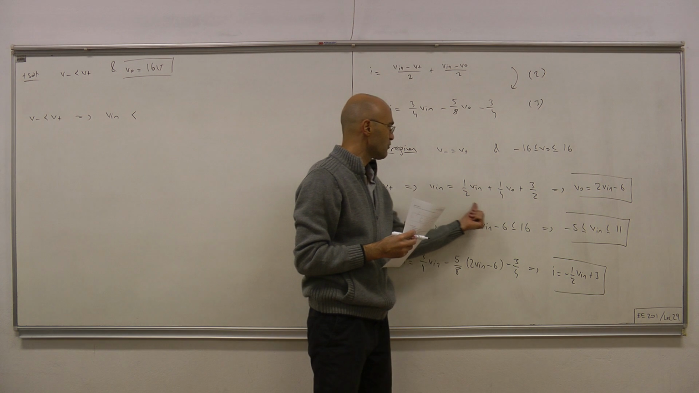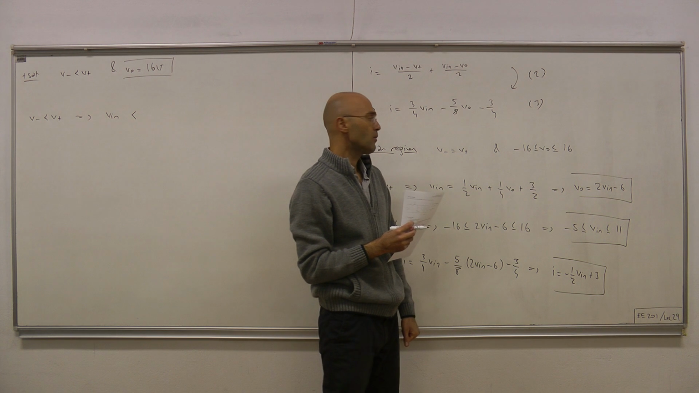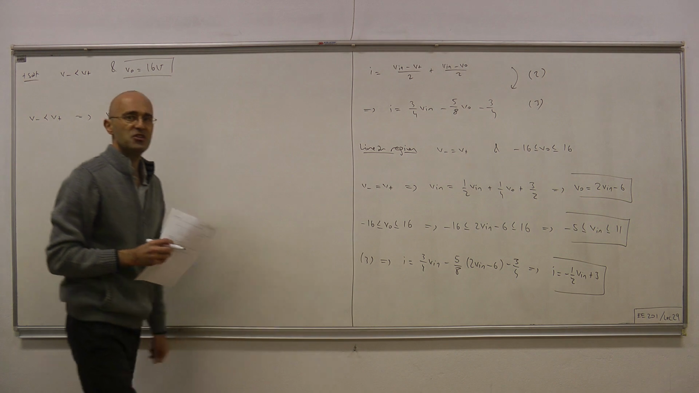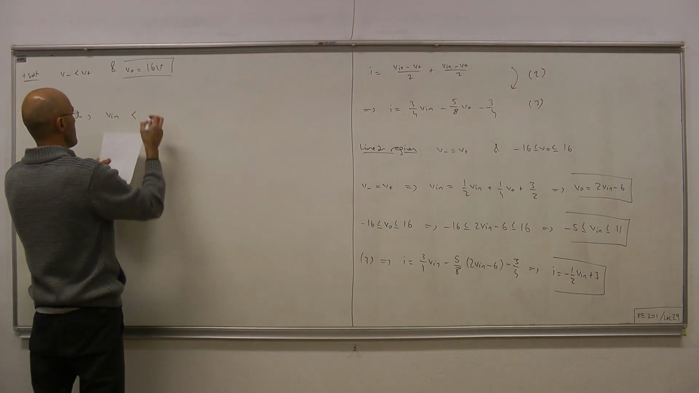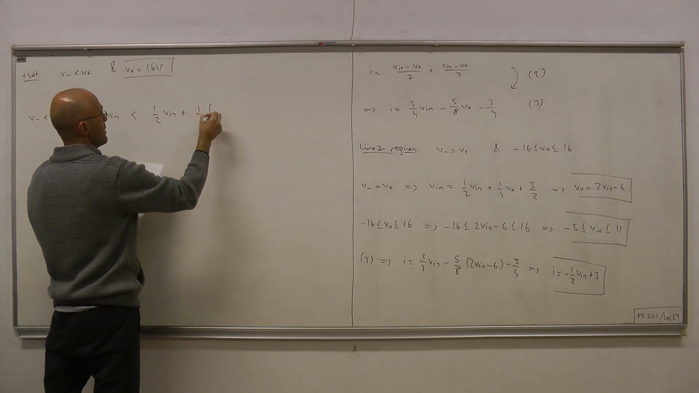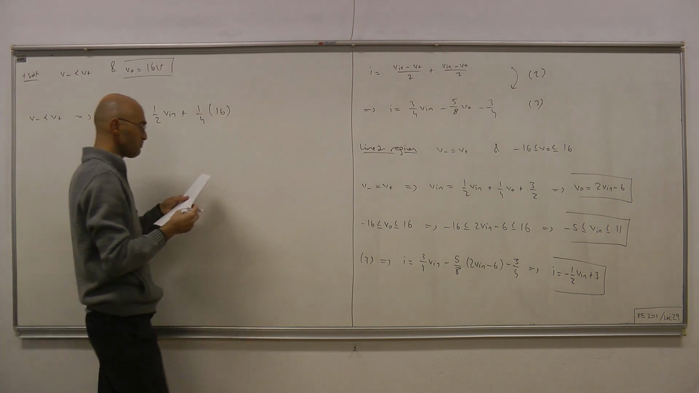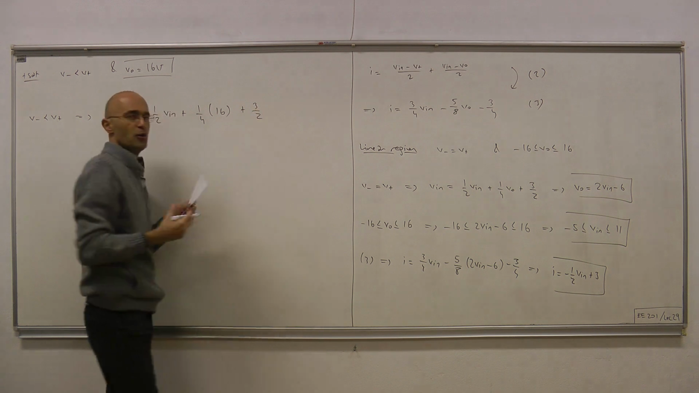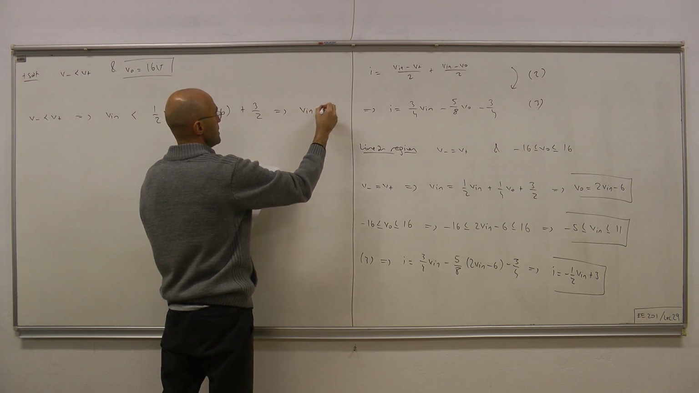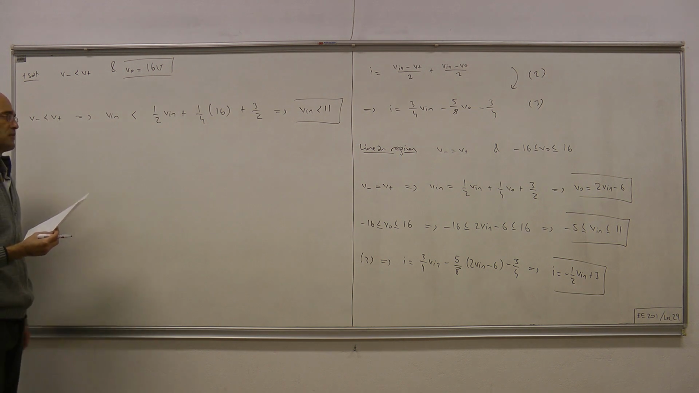And the expression for V plus is here, 1 half V in plus 1 fourth V 0 plus 3 over 2. And now V out or V 0 is 16. Okay, so let's write that down. 1 half V in plus 1 fourth V out, which is 16, because we're in positive saturation region, plus 3 over 2. And this immediately gives us the following: V in less than 11 volts in order for the op amp to remain in positive saturation region.